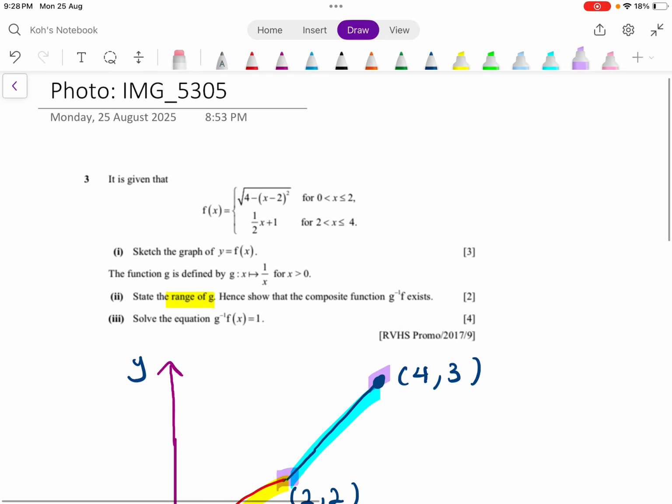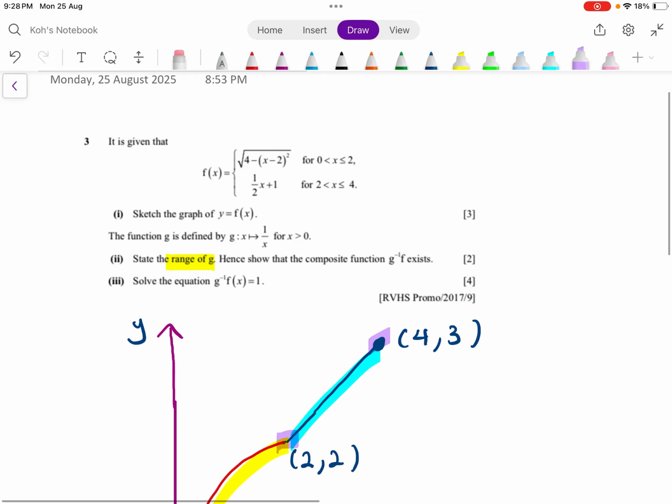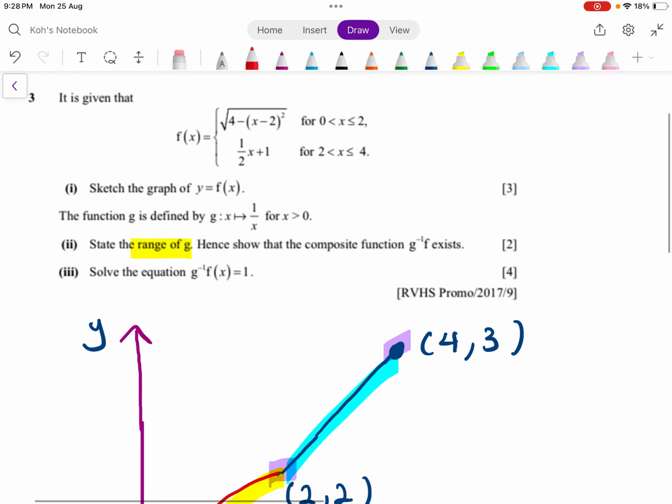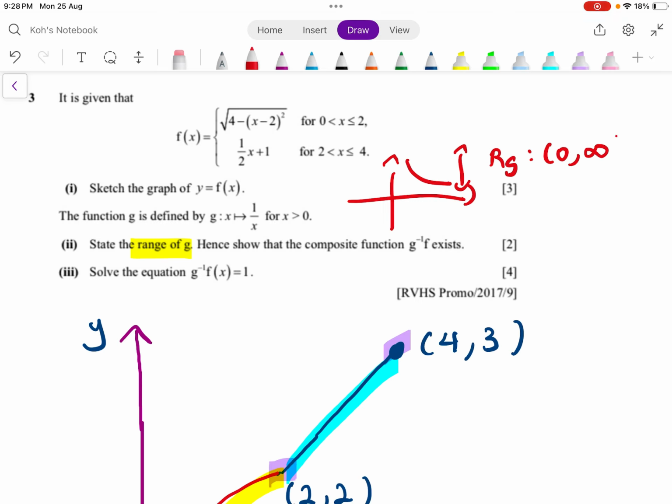Okay, then for part 2, we are given the function g to be 1 over x, where x is more than 0. So we are asked to state the range of g. So this one is quite simple. Also just do a simple sketch. So you can see that our range of g is from 0 to infinity. So the range of g will be equal to 0 all the way to infinity, non-inclusive.